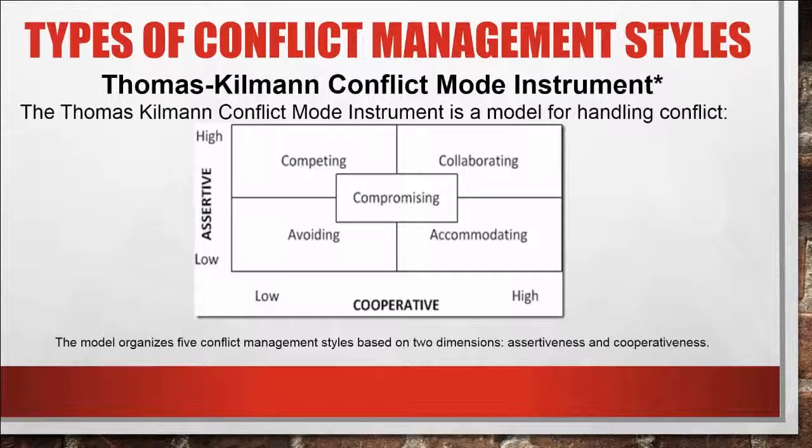Again, if you've noticed, avoiding has low assertiveness and low cooperativeness, whereas competing, you're looking at low cooperativeness and high assertiveness. Then if you look over to the right side, you'll notice that accommodating has a very high level of cooperativeness but low assertiveness, whereas collaborating is the most ideal type of conflict management style because you have high cooperativeness and a high level of assertiveness.